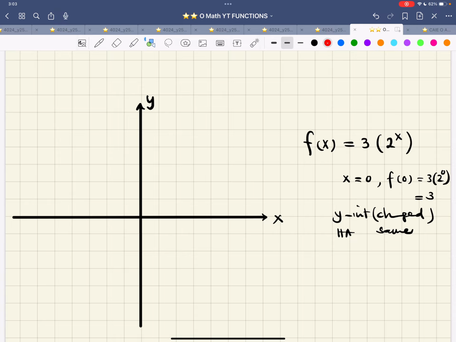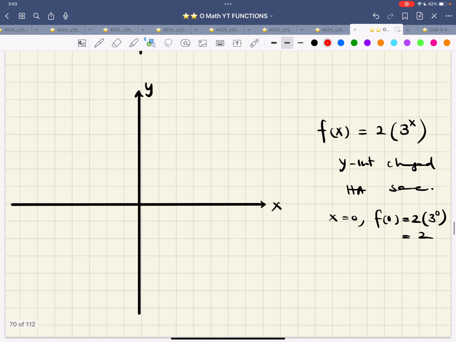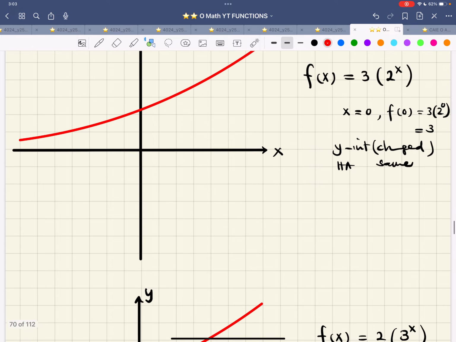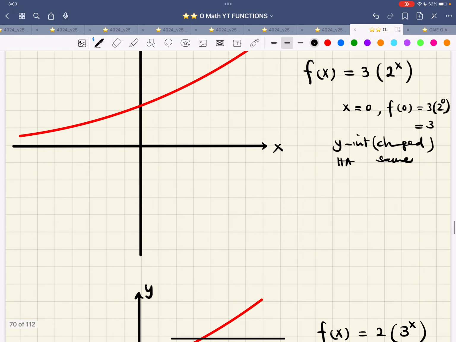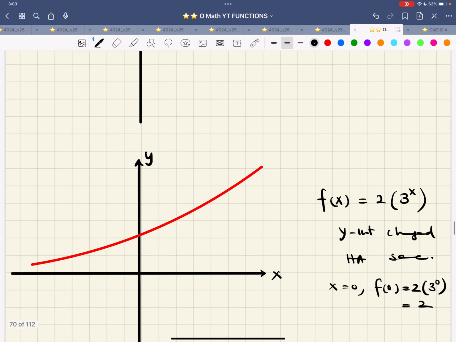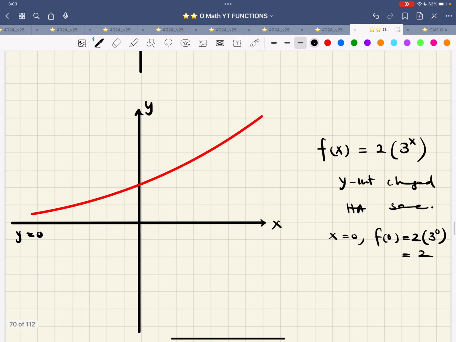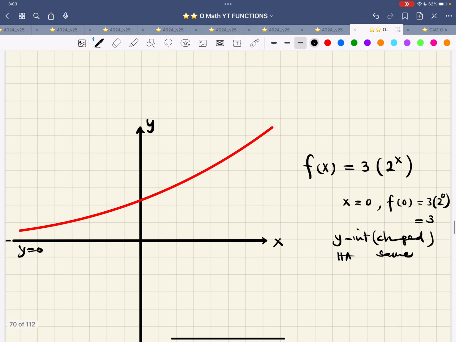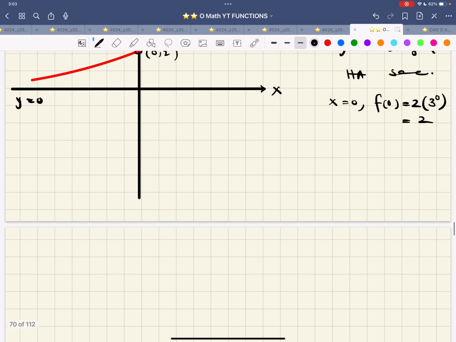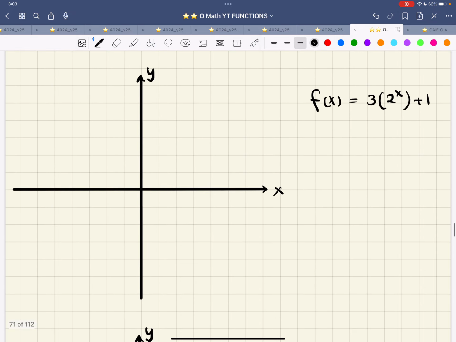So now let me draw this thing like this. It's the same thing. Let me simply draw the asymptote. So the asymptote is y is equals to 0. The y-intercept is 0, 2. The y-intercept is 0, 3. All good, all clear. Now in the latest specimen paper, if you look, they have asked for questions like this, especially the ones that you see over here.